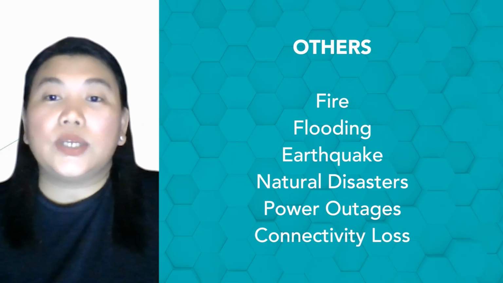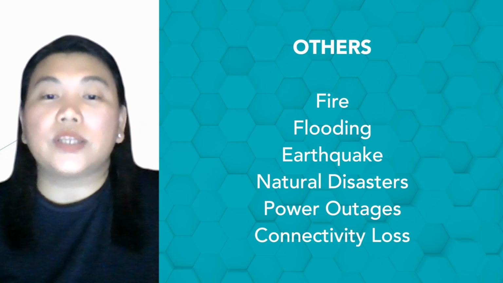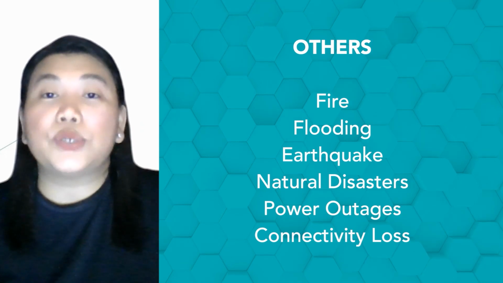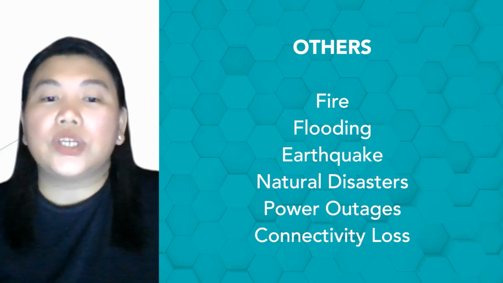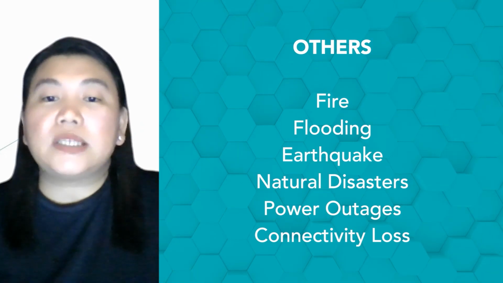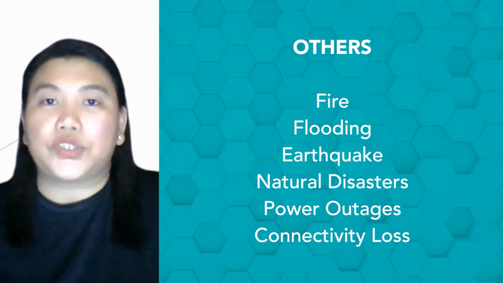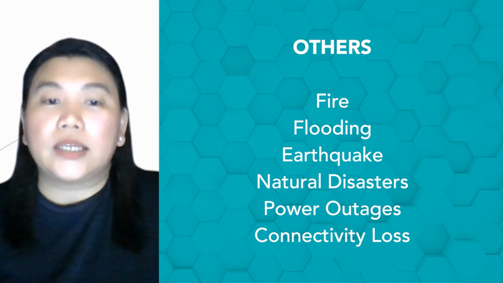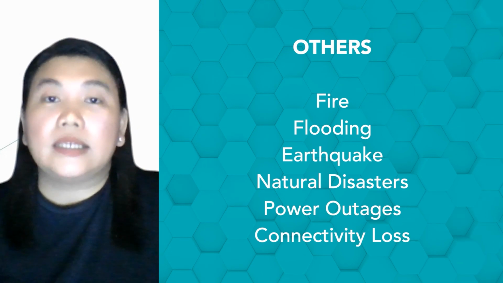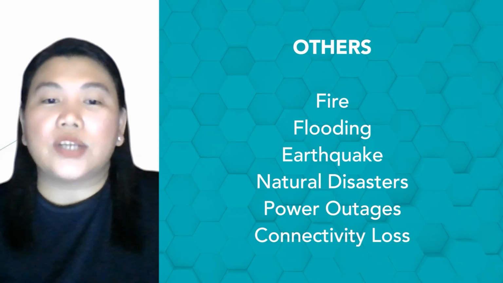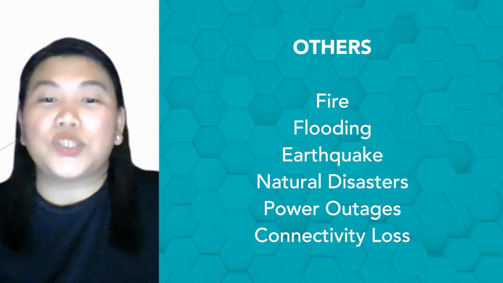First is the fire that could destroy the organizational and personal data. Flooding that could damage data due to physical damage of the infrastructure. Earthquake, which could put your data in an unstable state. Natural disasters are the calamities mentioned above.